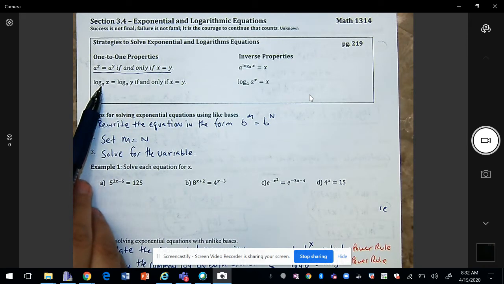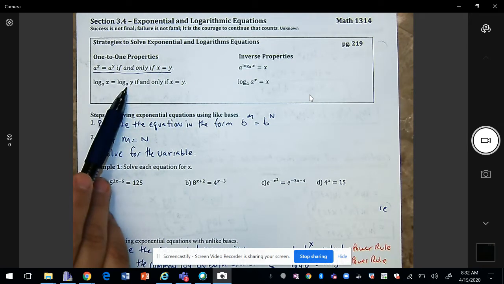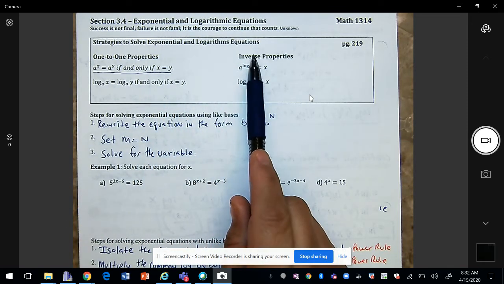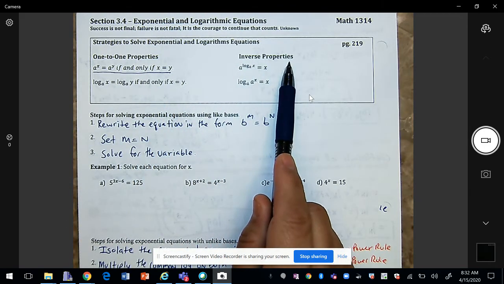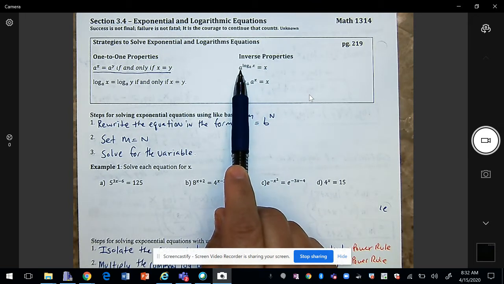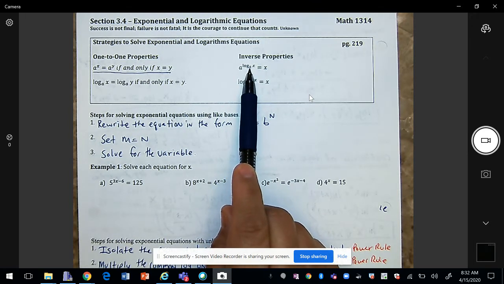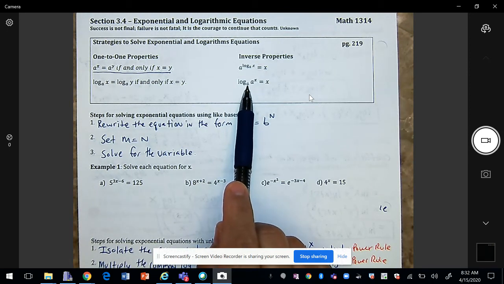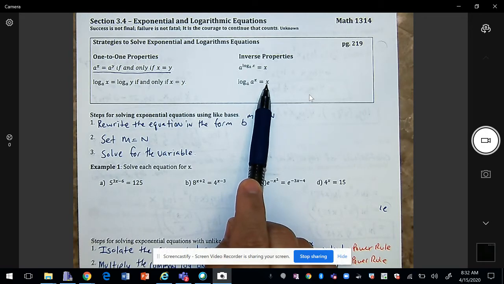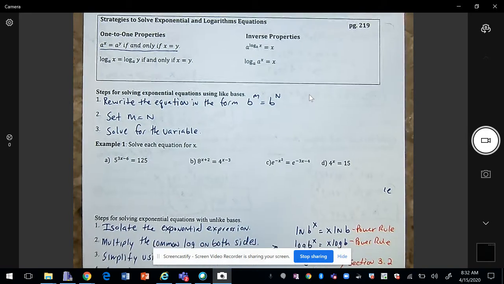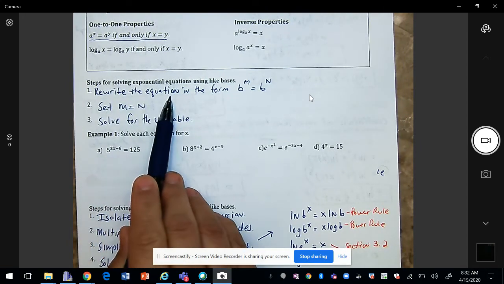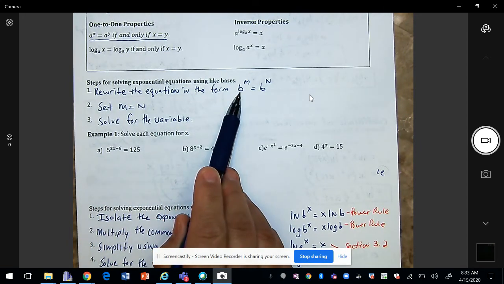And this is for logarithms: if the logs have the same base, then we can set x equal to y. We're also going to look at these inverse properties. If we have an exponential raised to a log with the same base, then our answer is just x. And if we have a log with the base of an exponential with the same base, then our answer is just x.